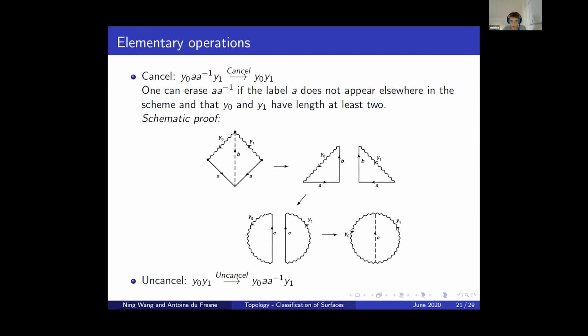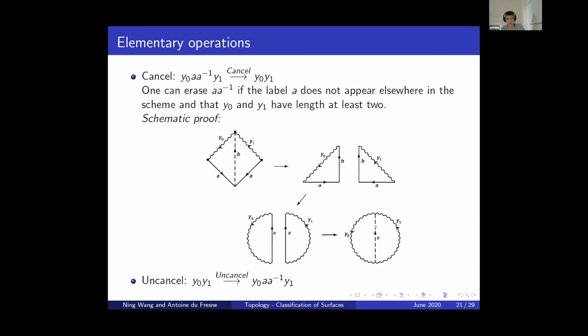Cancel is an operation that erases two adjacent occurrences of a given label that have opposite exponents. One more time, this requires that the erased label doesn't appear elsewhere in the scheme. Moreover, here, y0 and y1 must be at least of length 2. Here is, for the curious, a schematic proof using properties on the previous slides. And we see that y0, a minus 1, y1 becomes y0 and y1.